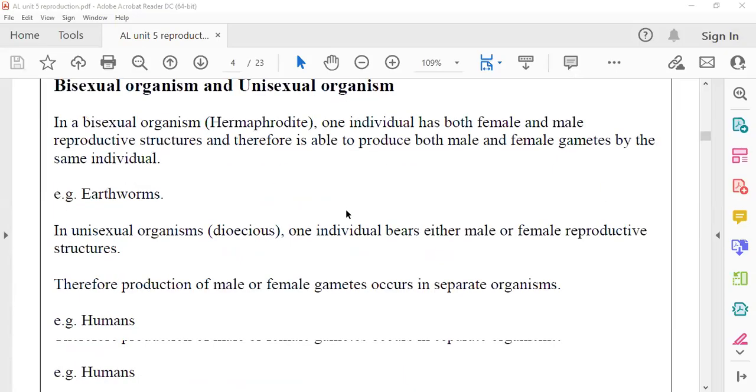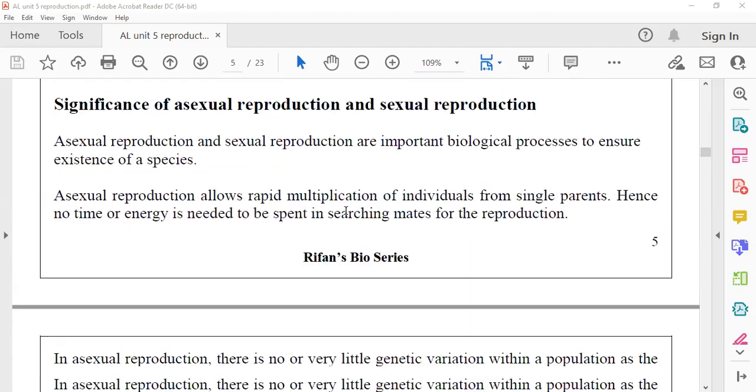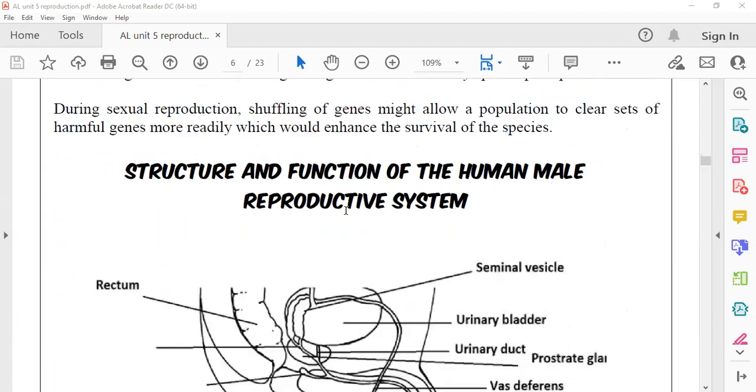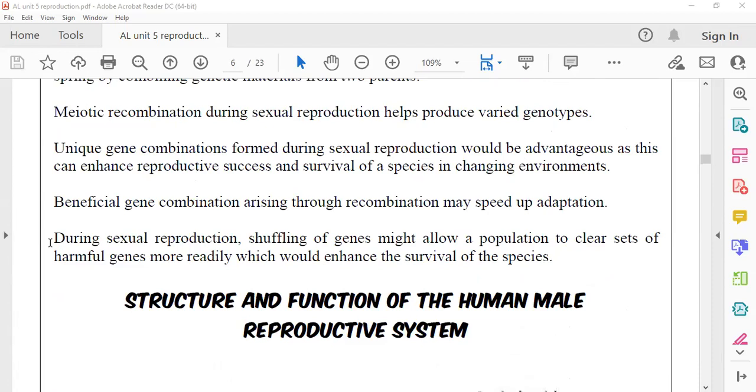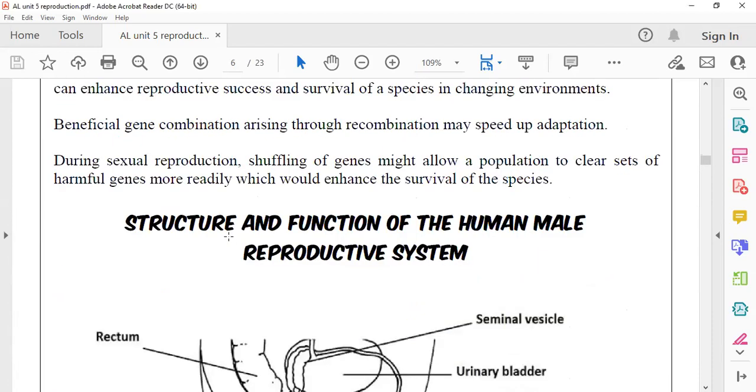In the reproduction lesson, how many pages have we discussed up to this moment? Please check it out. Sexual reproduction. Page number 6. I think I have completed up to this, correct? Yes, sir.